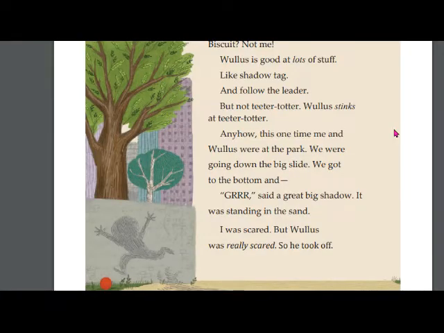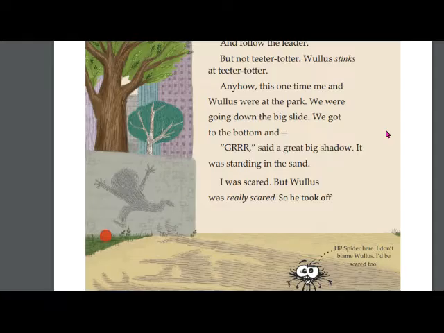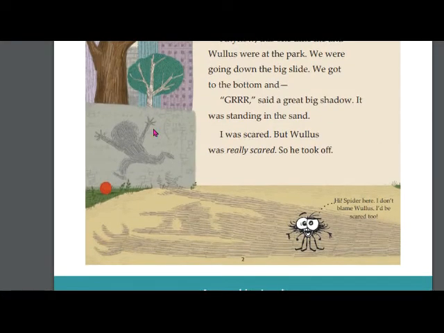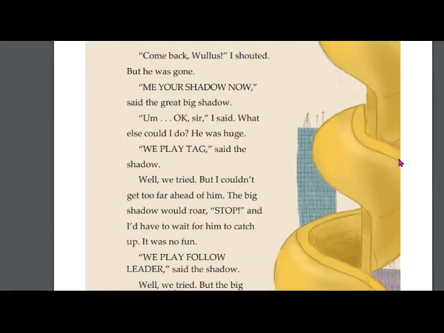We got to the bottom and grrr, said a great big shadow. It was standing in the sand. I was scared, but Wallace was really scared, so he took off. Look, there's his shadow, Wallace, running away from this bigger, scarier shadow. Come back, Wallace! I shouted, but he was gone. Me your shadow now, said the great big shadow. Okay, sir, I said. What else could I do? He was huge. We play tag, said the shadow.